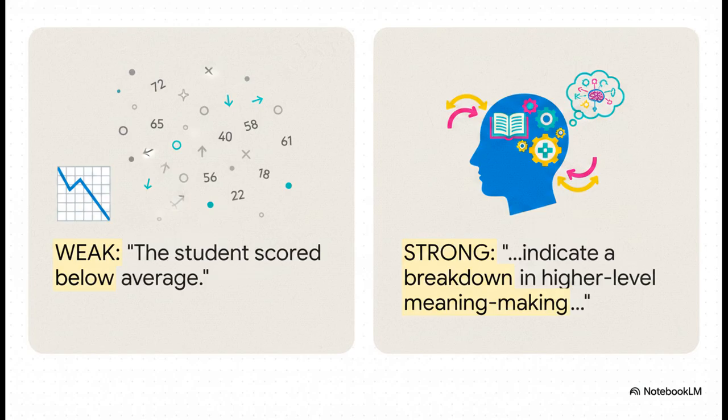The weak one on the left, the student scored below average, is just a fact. The question is, so what? The strong example on the right tells us so what. It interprets that score to show a specific breakdown in higher-level meaning-making. See the difference? That's real analysis.